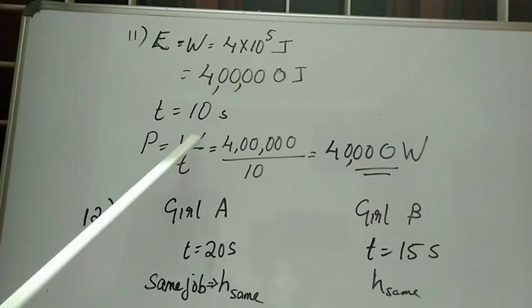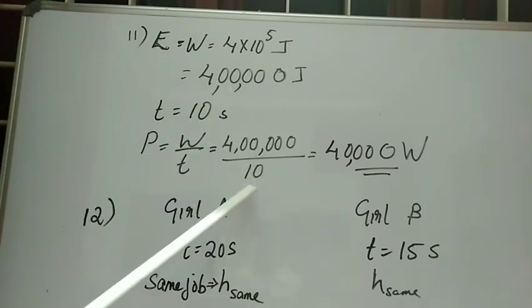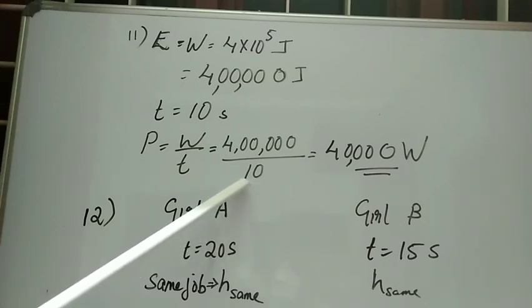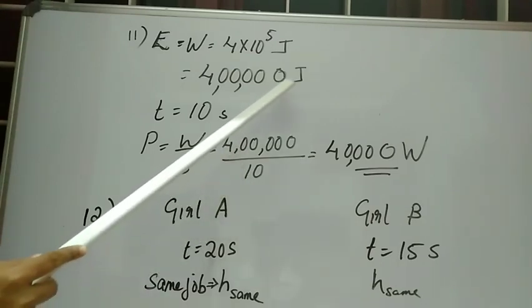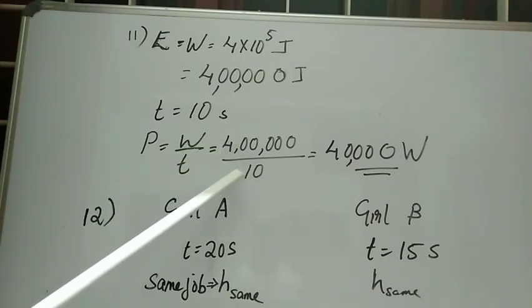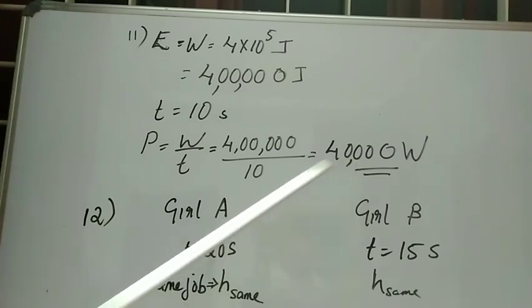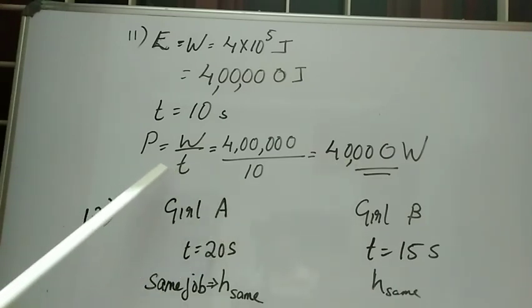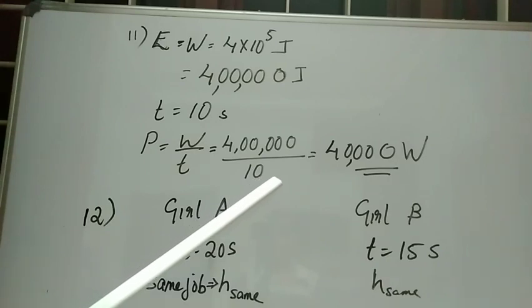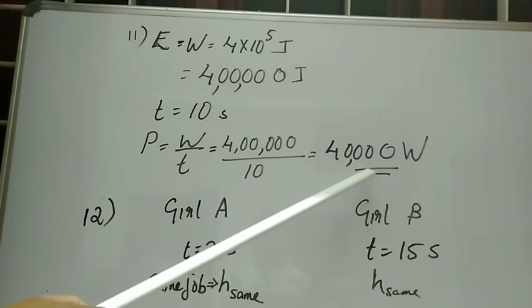So power is equal to work divided by time. Work is 4 lakh divided by time 10 seconds. The SI unit of energy is joule, SI unit of time is second. No need to convert any unit. Here you can cancel one 0. Finally you got 40000. And the SI unit of power is watt, W-A-T-T. So we got the answer 40,000 watt.